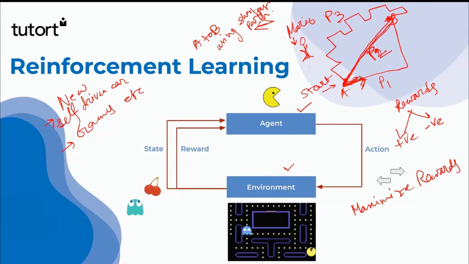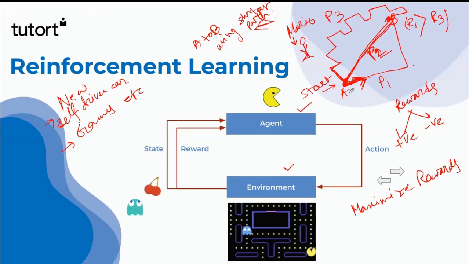Suppose in the first go, Mario is choosing path 1, and it is reaching from here to here, and for that it got some reward. Suppose R1 reward is what it has achieved. In the second iteration, suppose it is choosing path 3, and for that it is getting R3 reward. But if we compare R1 and R3, we can say that R1 is greater than R3, because compared to P3, the P1 road is shorter.